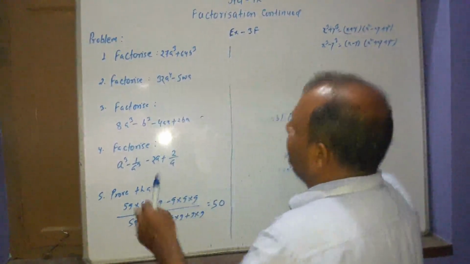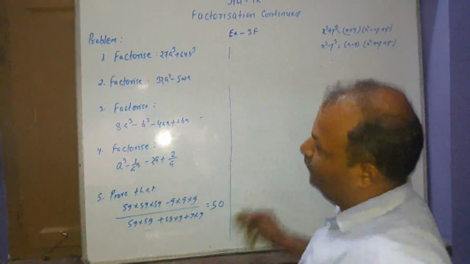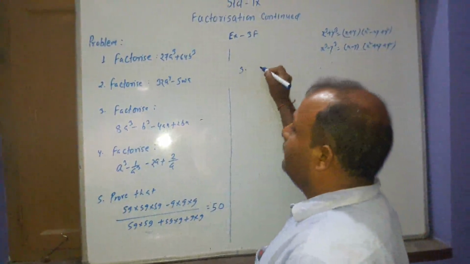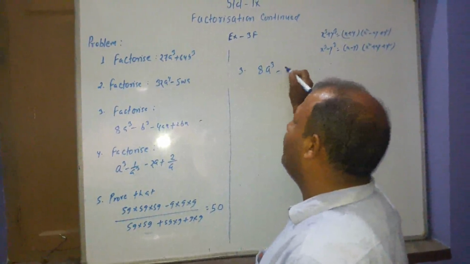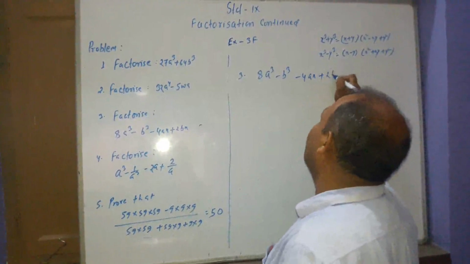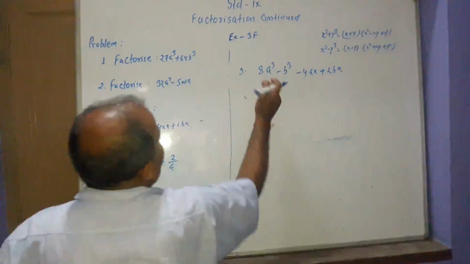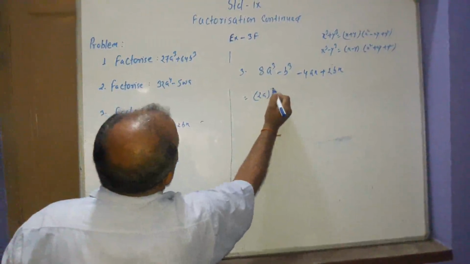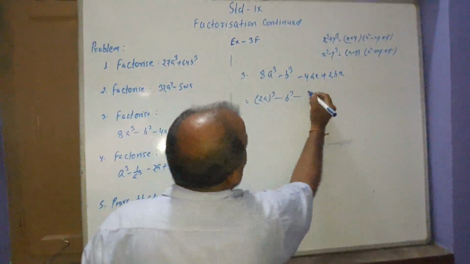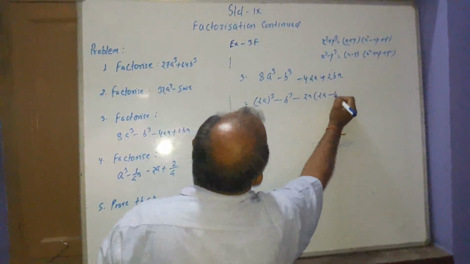The third problem is 8a cube minus b cube minus 4ax plus 2bx. That is 8a cube minus b cube minus 4ax plus 2bx. Here, we find 8a cube is the cube of 2a, and this is b cube. When we take 2x as common, we are left with 2a minus b.